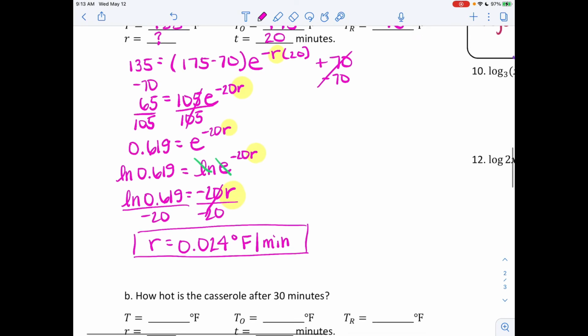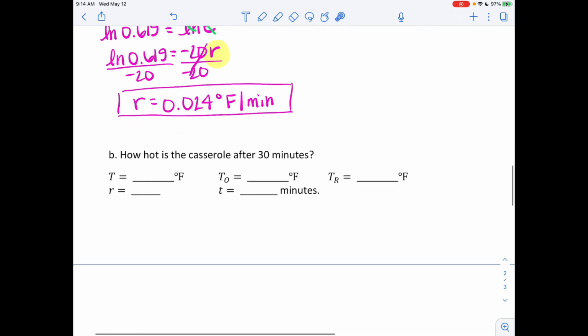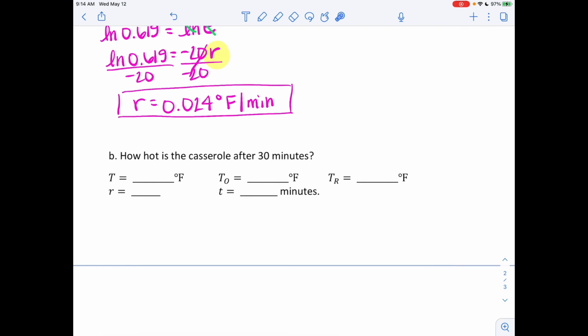Let's look at one little extension of this. We want to kind of go the other way now and say, well, now that we have a rate of cooling, let's figure out what the temperature would be a little bit later. So after 30 minutes, what will the temperature be? We now know that our rate of cooling is 0.024. Our final temperature is kind of what we want to know. We don't know that, but we do know that it's 30 minutes later. We still have our initial temperature of 175 and room temperature is still the same as well.